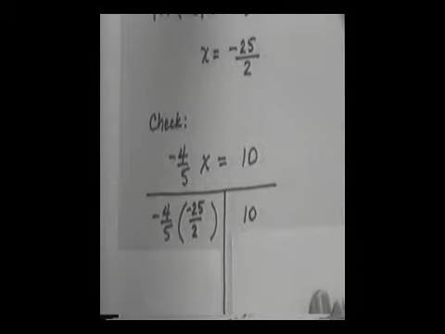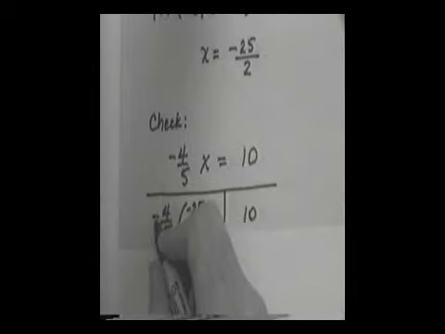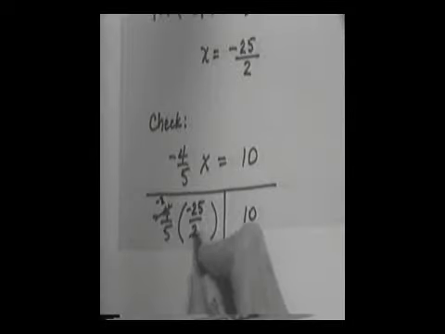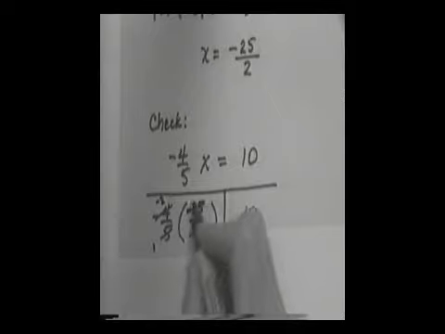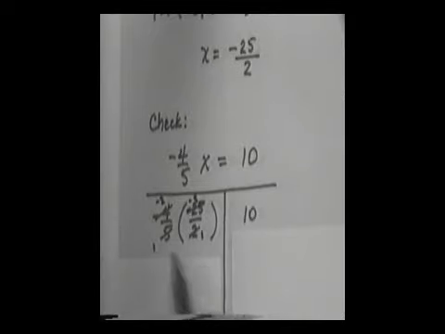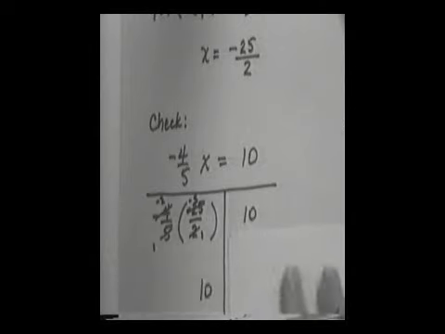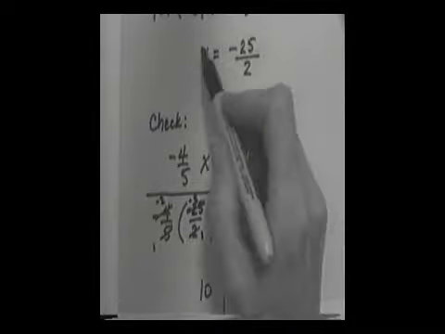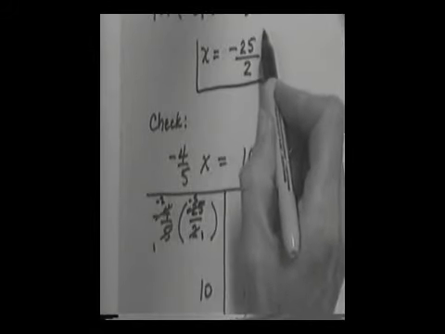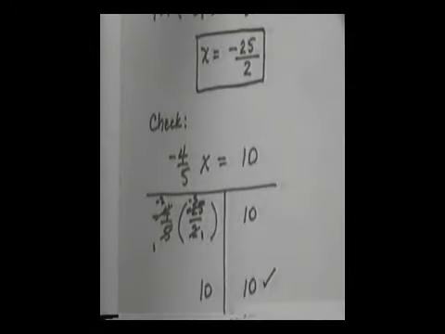Now we can do some reducing. 2 into negative 4 gives us negative 2. 2 into 2 gives us 1. 5 into 5 gives us 1. 5 into negative 25 gives us negative 5. And we have negative 2 times negative 5, which is positive 10. On the right, we have 10. The 10s are equal. This checks, which means our answer is indeed x equals negative 25 over 2.